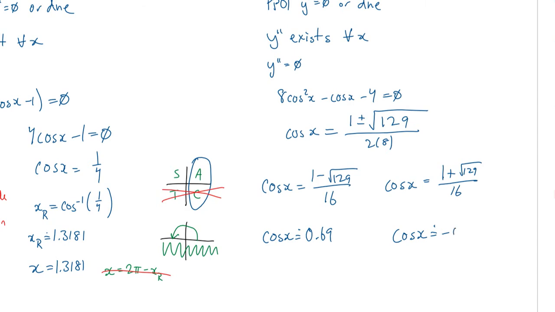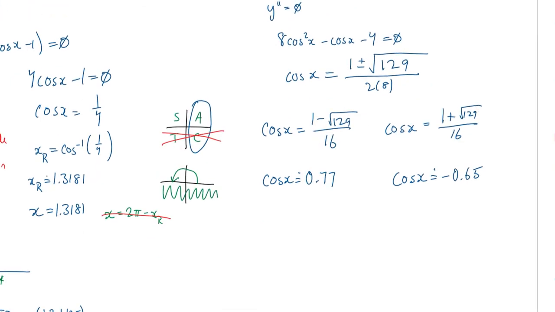Okay, and I get cos x is approximately 0.69, and cos x is approximately negative 0.65. Sorry, that was wrong. I wrote the wrong one there. That should be 0.77. If you're checking that on your calculator, I misread that. Okay, so I've got two solutions. That's just cos x. We need to find x.